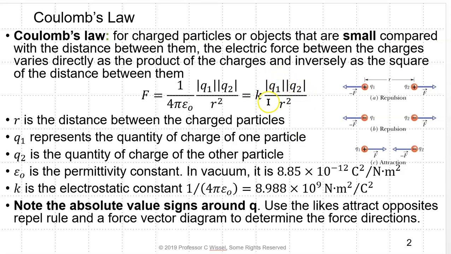Now notice there are absolute value signs around the charges because we don't want to use that to determine the sign of the force. Instead, you use this to determine the magnitude of the force, and use the likes attract, opposites repel rule and a force vector diagram to determine the force directions.